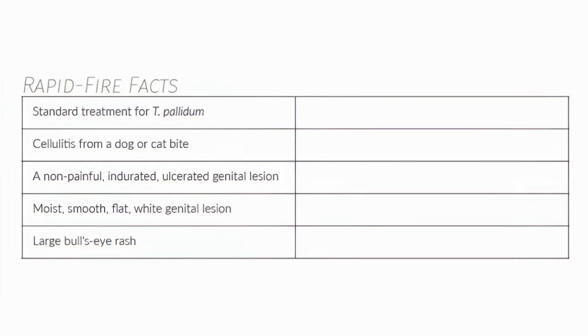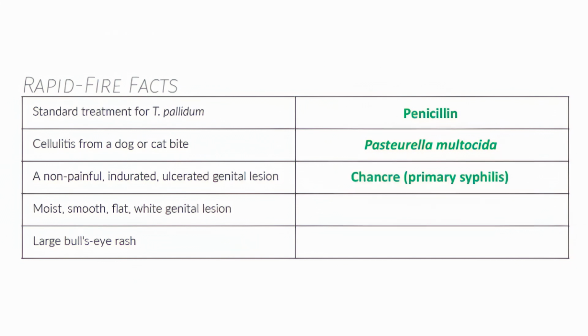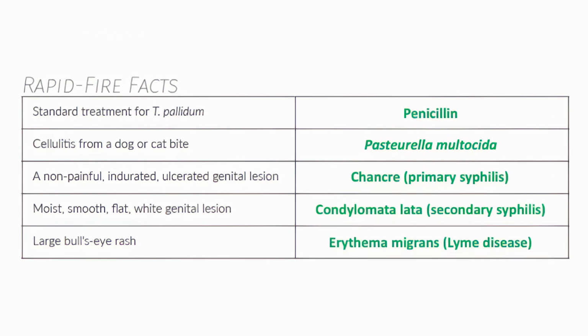Number 1, standard treatment for Treponema pallidum, penicillin. Number 2, cellulitis from a dog bite or a cat bite, Pasteurella multocida. 3, a non-painful, indurated, ulcerated genital lesion, chancre of primary syphilis. 4, moist, smooth, flat, white genital lesion, that would be condyloma lata of secondary syphilis. And large bullseye rash, and that's erythema migrans due to Lyme disease.